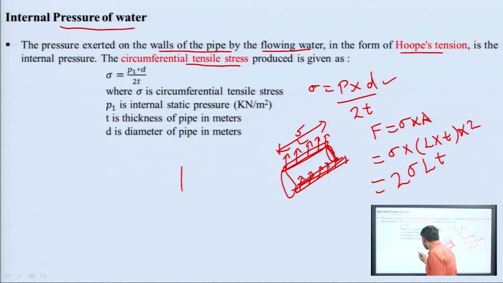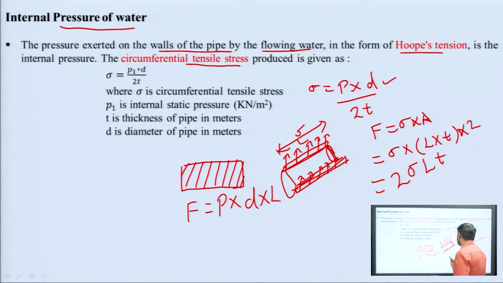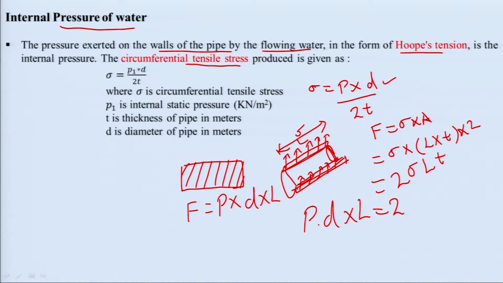If we draw its top view, it will look like that. The pressure is exerted by water on that portion, and in order to get the value of force, we simply multiply pressure into area. What will be the area? Its area will be diameter into length of pipe. Equating both the values, P into D into L equals 2 into sigma into L into T. L cancels out and sigma will be P into D by 2T. So, this is the value of sigma.